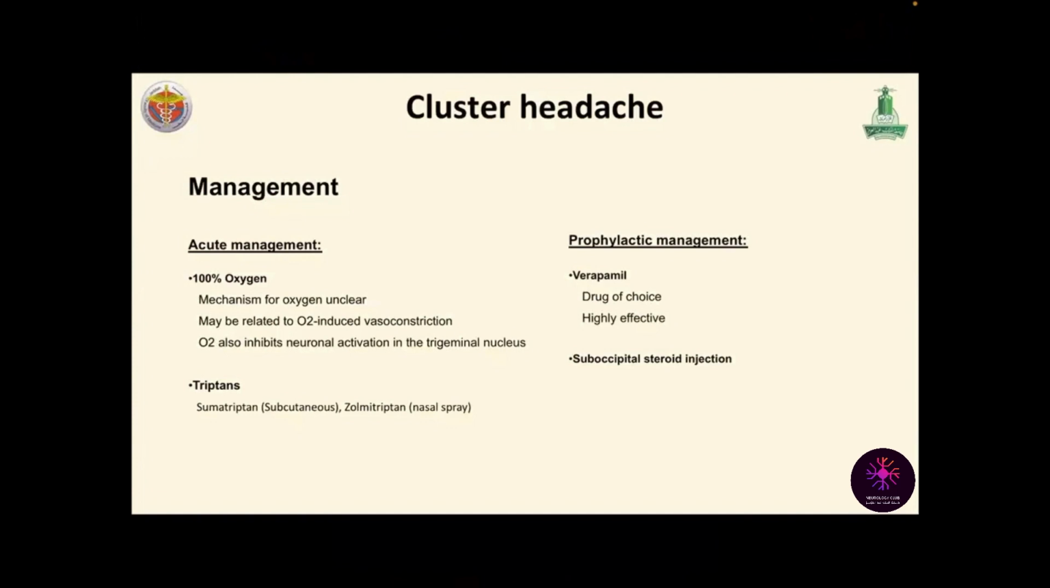Okay, so for the acute management, we usually give the patients 100% oxygen, and it's highly effective in treating cluster headaches. The mechanism is not really clear, but it may be related to the oxygen-induced vasoconstriction. Also, the oxygen inhibits neuronal activation in the trigeminal nucleus. Subcutaneous injections of triptans also work well. As for the preventive therapy, we have verapamil as an option. It's actually the drug of choice. It's highly effective. It could be prescribed as well as the suboccipital steroid injections.